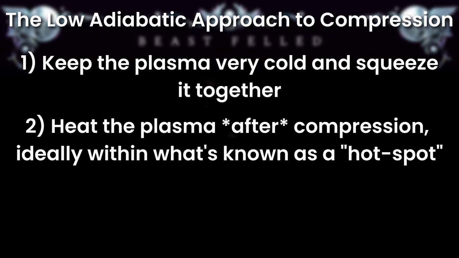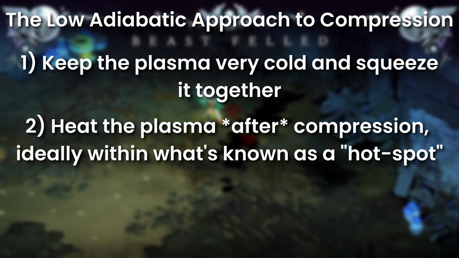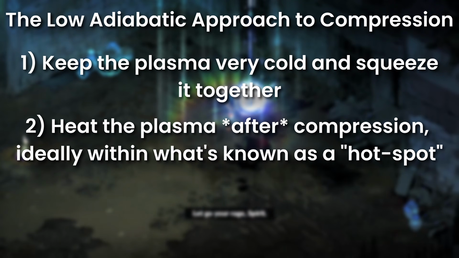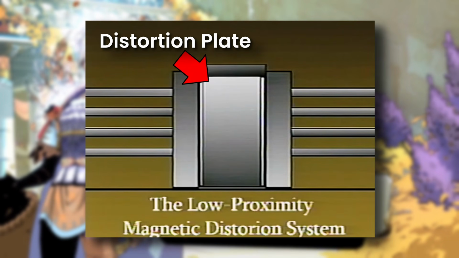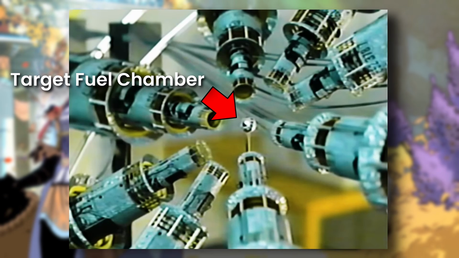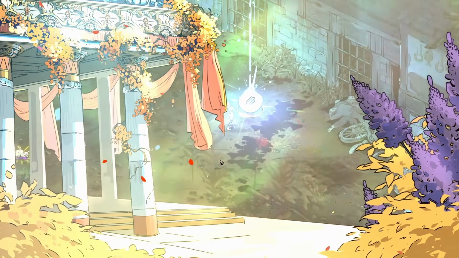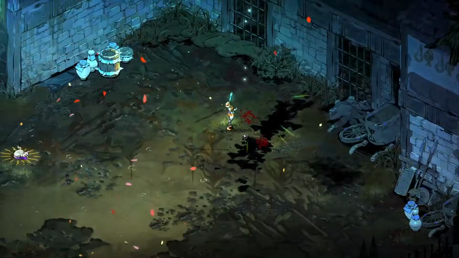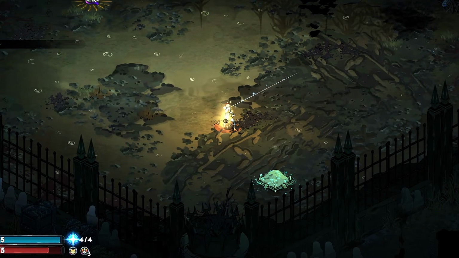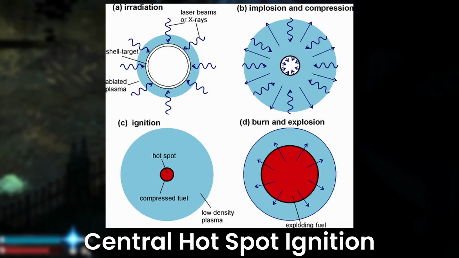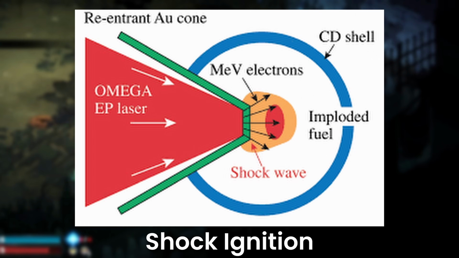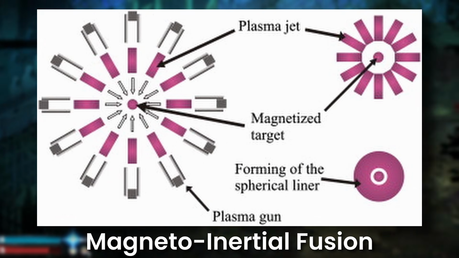The second step is to heat the plasma only after it is squeezed, ideally inside what's known as a hot spot, which in the case of the low proximity magnetic distortion system that we know today would probably be the distortion plate. But when it comes to the prototype, it would be this middle section where the marble, aka the target fuel, would be. Once fusion happens, the resulting products deposit their energy, creating more fusion. Several compression approaches attempt to do this and are known as central hotspot ignition, fast ignition, shock ignition, and magneto-inertial fusion.